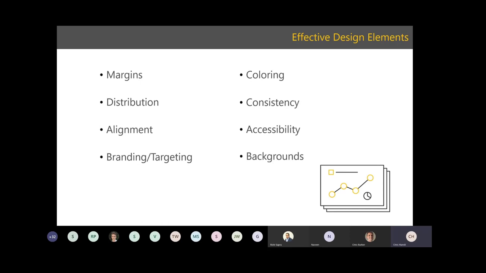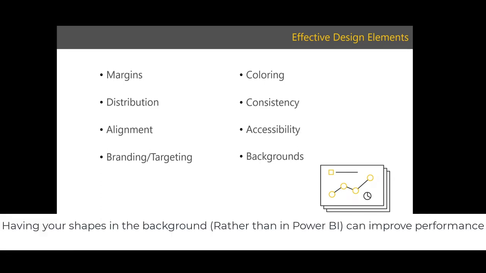Accessibility, incredibly important. Always setting your tab orders, always setting alt text when it's available, and using colors that are friendly for everyone. Backgrounds, I'm a huge fan of backgrounds. I have a few blog posts on the topic, where you use the background feature of Power BI to give most of your design elements, so you keep the front end lightweight.